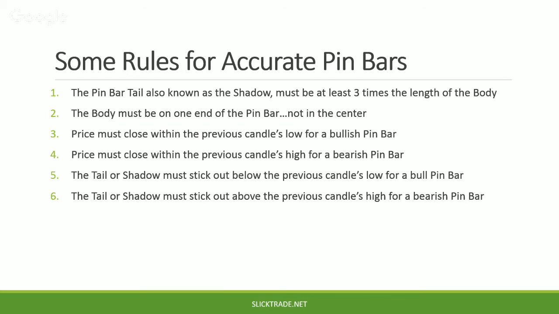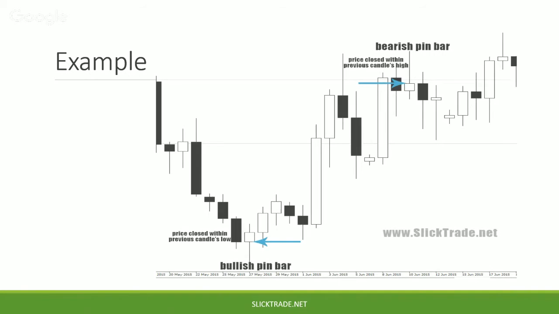5, the tail or shadow must stick out below the previous candle's low for a bull pin bar. And 6, the tail or shadow must stick out above the previous candle's high for a bearish pin bar. Or very close to. But we're going to look at that later on. And with each lesson, I'll go into more detail, and you can add on to what you learn, to really get a good feel.